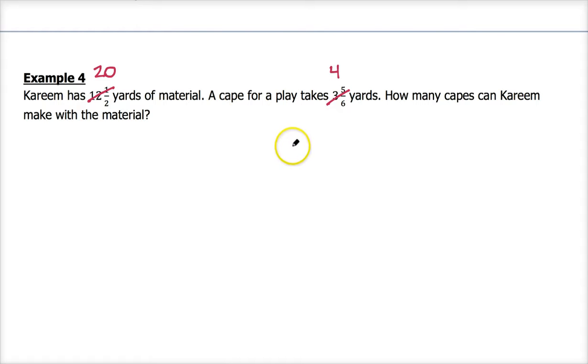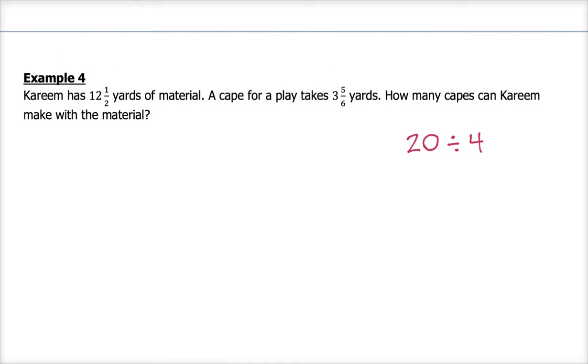Okay, so now read the problem and think about what you would do with that 20 and that 4. If you have 20 total yards of material, and you know one cape takes 4 yards, to find how many capes Kareem can make, you would take the total amount, which is 20, and divide it by 4. Okay, 20 divided by 4 would give you the number of capes that we could make. So now we're going to do the same exact thing, except we're going to use the numbers in the original problem. So those numbers were 12.5 and 3 and 5/6.